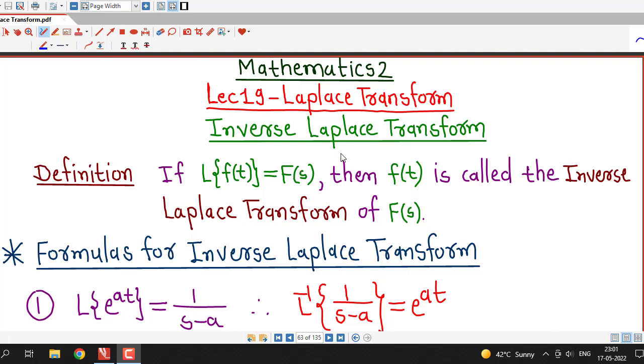Hello friends, I welcome you in lecture number 19 on Laplace transform. In this lecture we will talk about inverse Laplace transform.